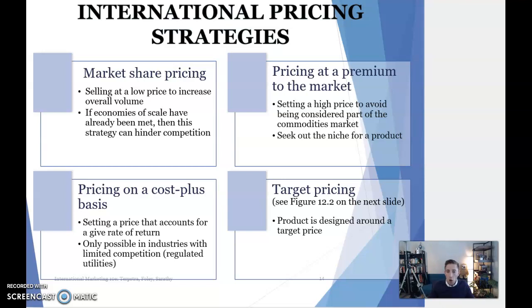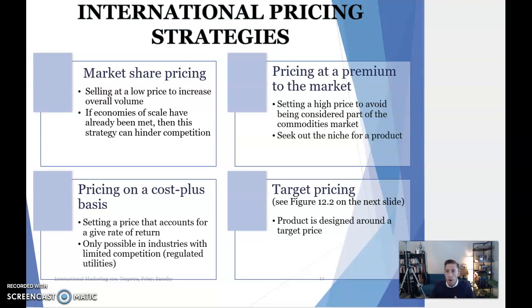Then you have pricing on a cost plus basis, where you're setting the price at a given rate of return. We want to make sure we're making X, Y, and Z on our products. So this is limited to competition, where competition tends to be limited. I can focus on my rate of return. Sometimes these are regulated utilities where they have to price returns and cannot go above a certain rate of return because we want to protect the market and protect consumers, like energy.